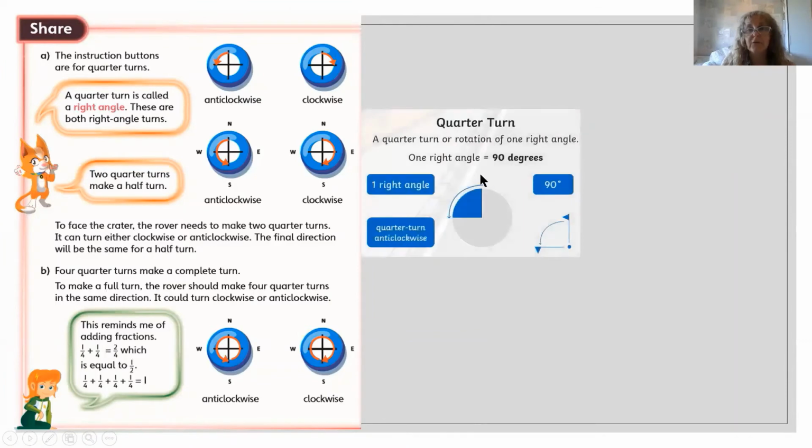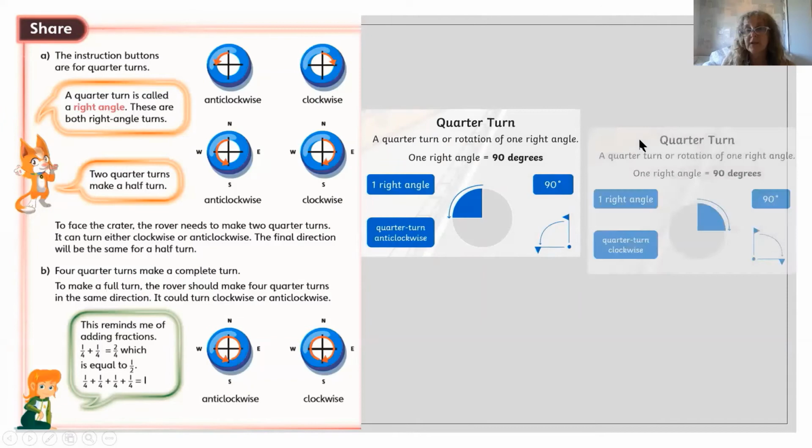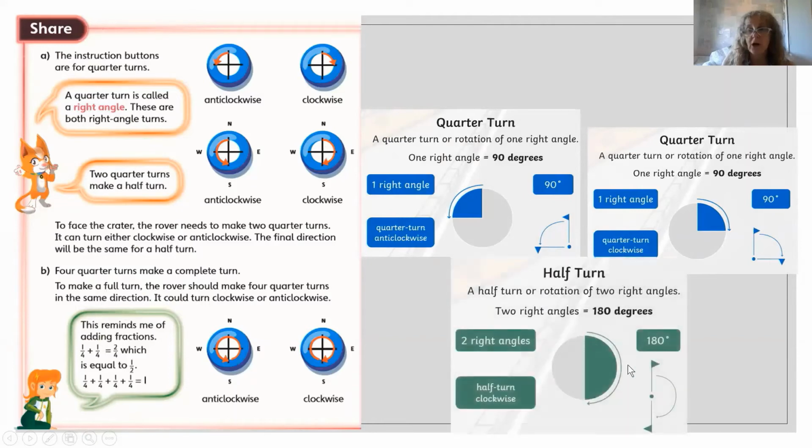We know if we're going anti-clockwise, it's going this way, 90 degrees, don't forget. And if we are going clockwise, we would go this way. So it would be quarter turns and they're both worth 90. And we know if we wanted to make 2 quarter turns, it would be halfway. We know that 90 and 90 make 180. So a straight line, even if it's vertical or horizontal, it would be 180 degrees.